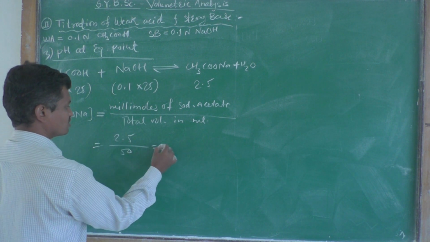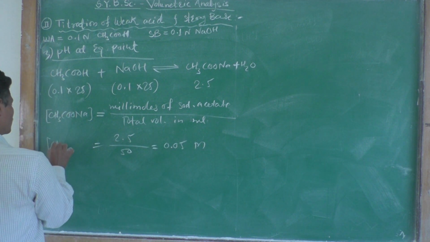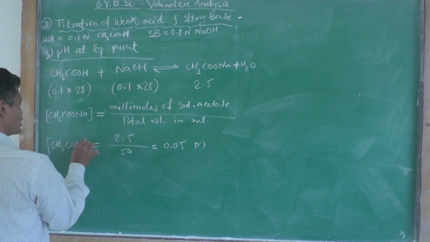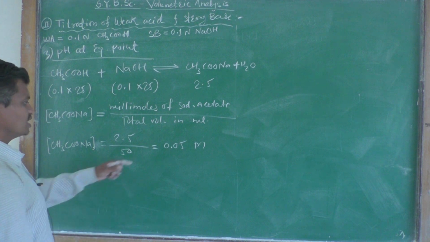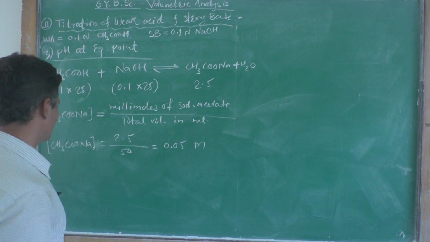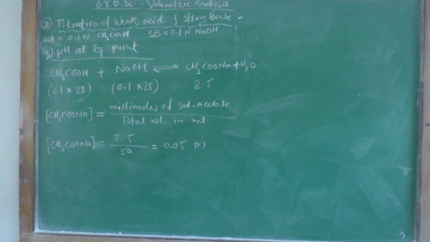The ratio of this becomes 0.05. So the molarity of sodium acetate, CH3COONa, formed in this titration at equivalence point is equal to 0.05 molar. This figure is important, the concentration of sodium acetate.